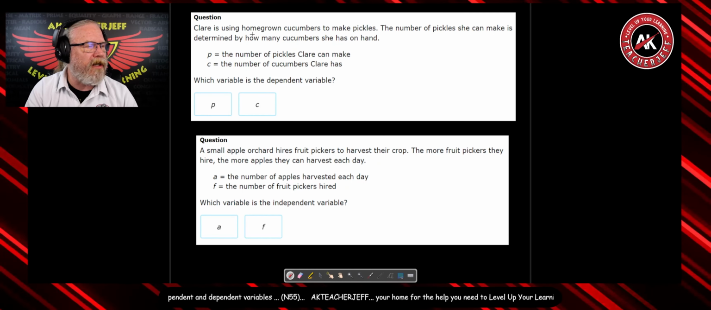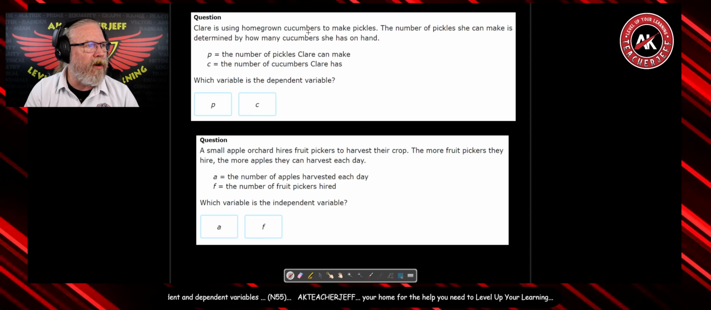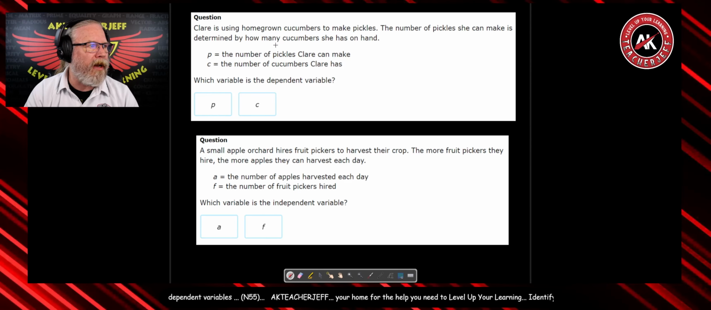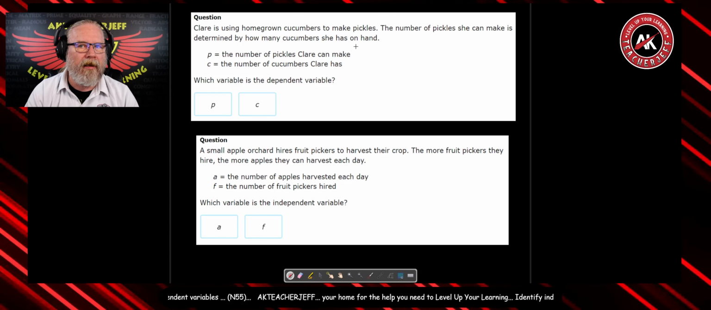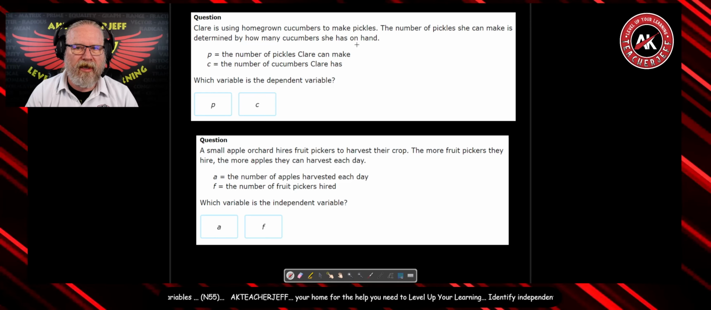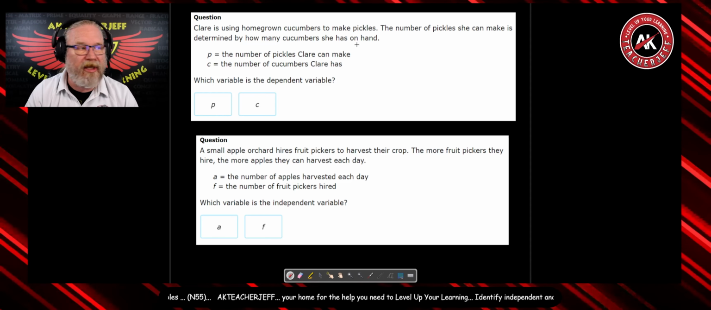A couple more questions here. Claire is using homegrown cucumbers to make pickles. The number of pickles she can make is determined by how many cucumbers she has on hand. Well, that makes sense, right? She's going to go make pickles. How many is she going to make? Well, it all depends upon how many she has.